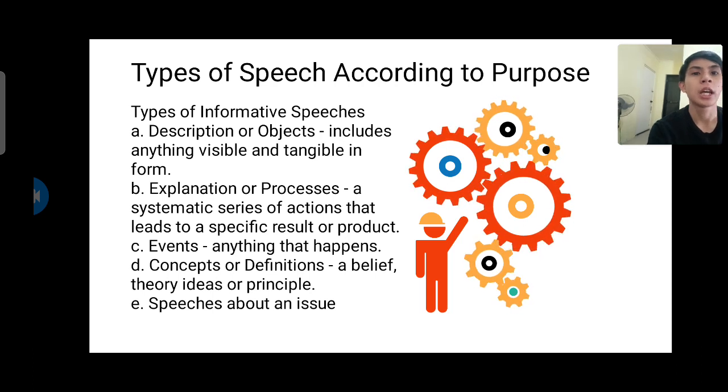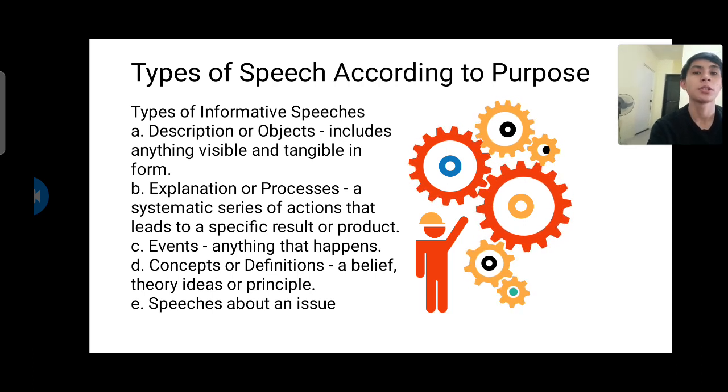Next one is types of informative speeches. First is description of objects, which includes anything visible and tangible in form; explanation of processes, a systematic series of actions that leads to a specific result or product; events, anything that happens; concepts or definitions, a belief, theory, idea or principle; and last, speeches about an issue.